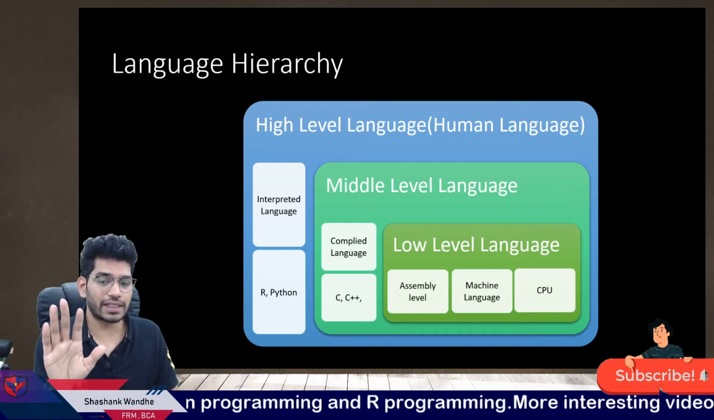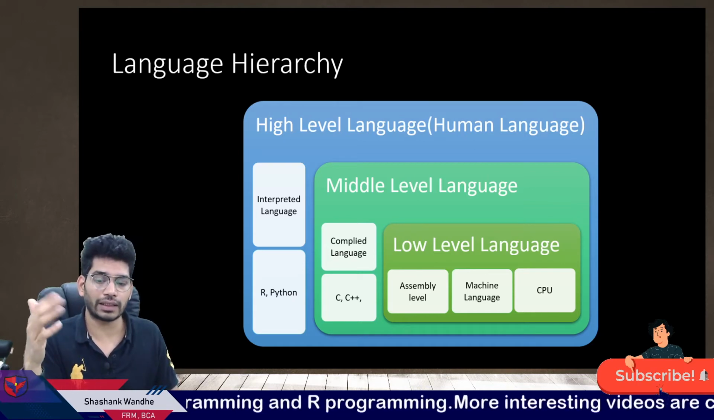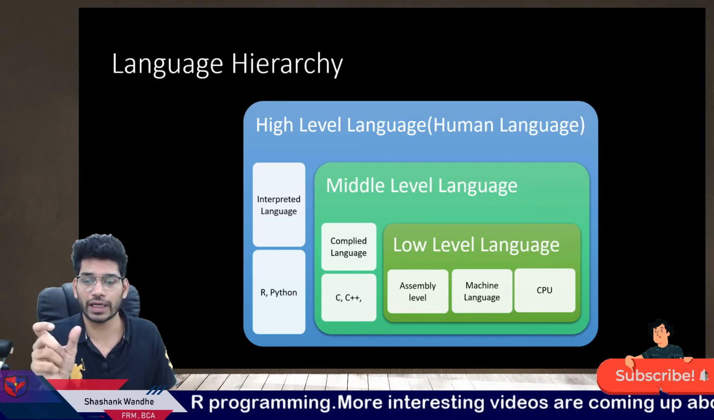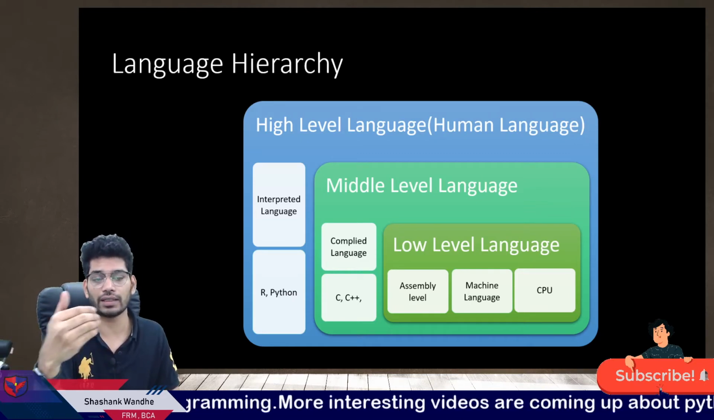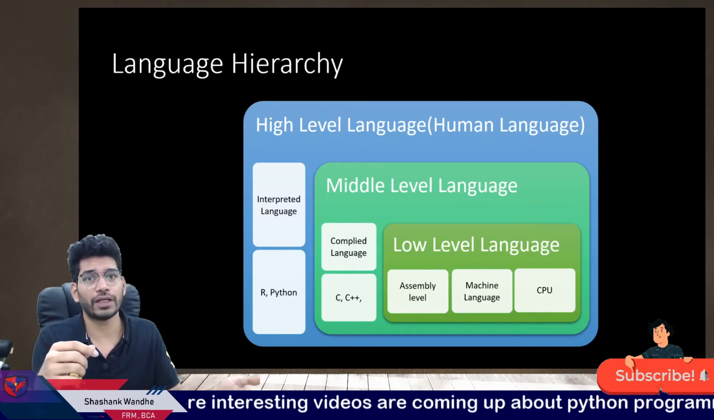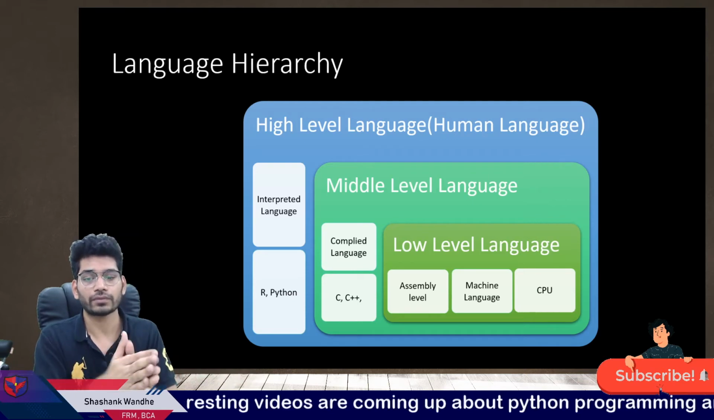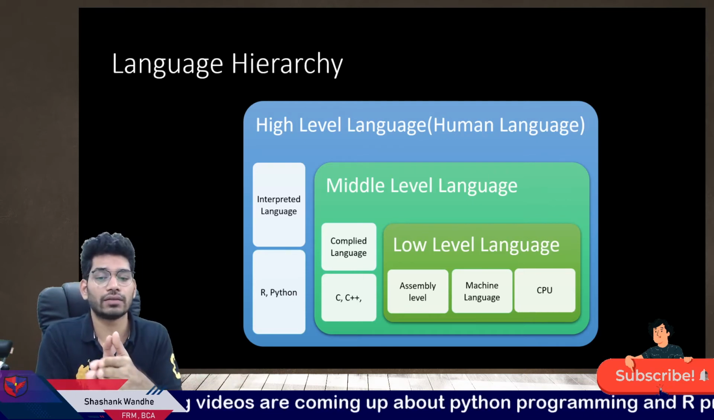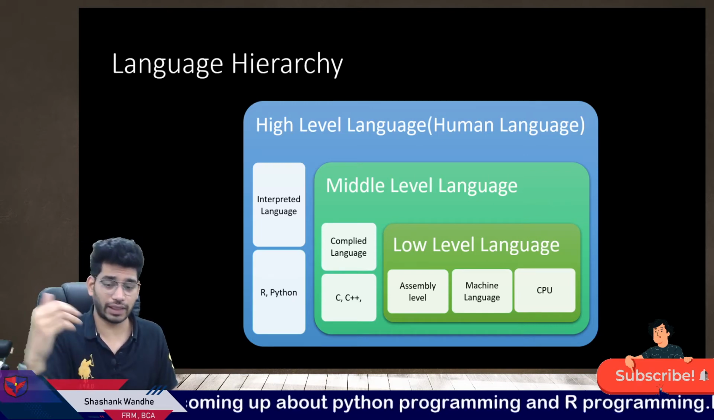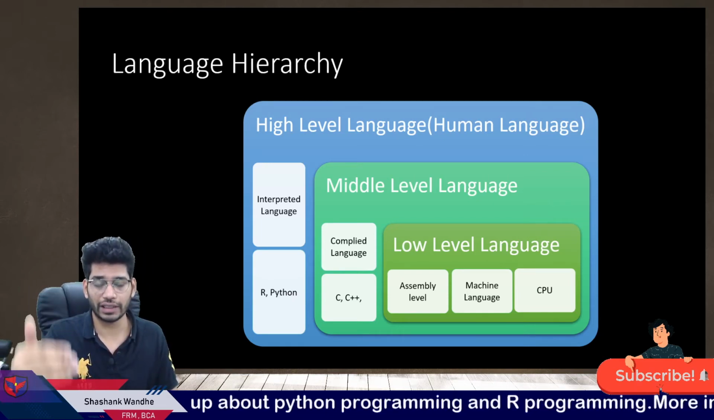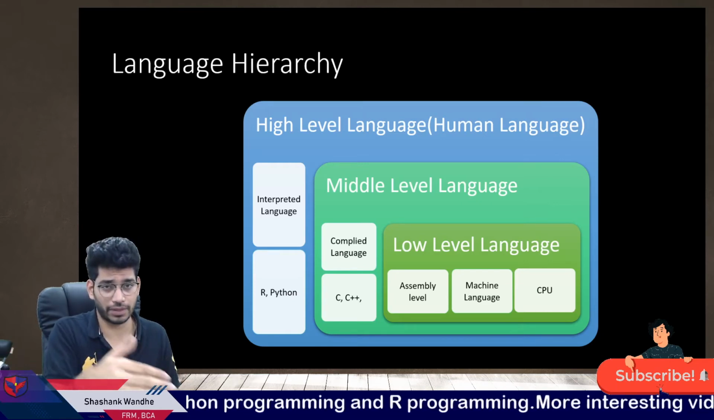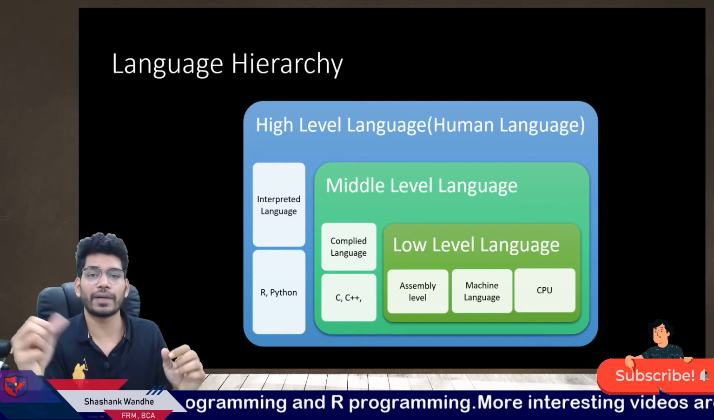Okay, so this is the one important point you need to remember: in R and Python programming, the languages which use an interpreter, the interpreted languages, do not use the CPU directly. They use an environment, and that environment uses the CPU. Because there is so much to do here, your code goes to the interpreter, and after the interpreter it goes to the machine and the CPU, so the code becomes slower.